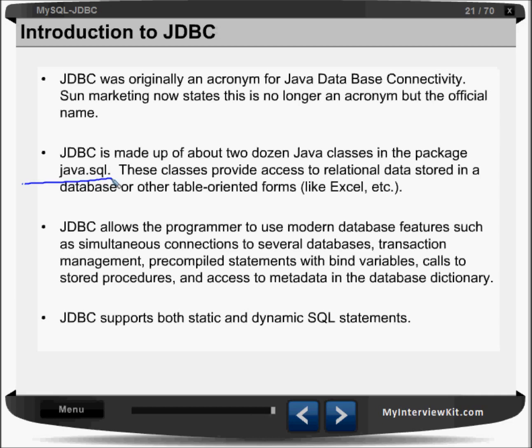Okay, so here we have some classes and interfaces which will help you to connect with the database server and interact with it, retrieve some records, store some data to the database server, right? So JDBC allows the programmer to use modern database features such as simultaneous connections to several databases, transaction management, pre-compiled statements with bind variables, calls to procedures, all of which we can do with Java coding. JDBC supports both static and dynamic SQL statements. So we'll see what those are.